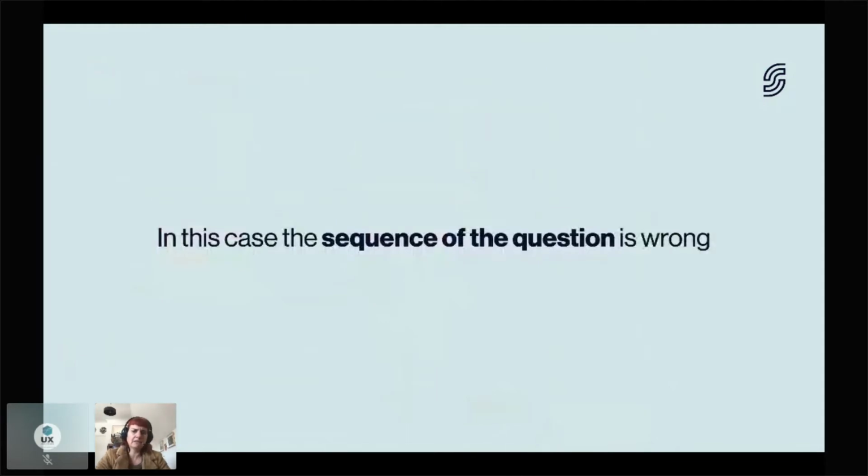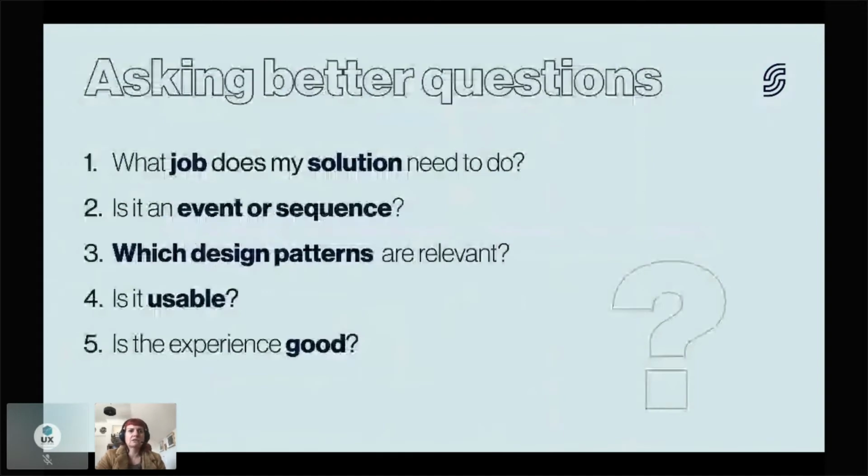So let's go back to the heuristic. Which user experience is better? In this case, I think that it's a really good heuristic. It's a good question, but maybe the sequence of the question is wrong. So maybe we can ask slightly better questions, which is, what job does my solution need to do? Is it an event or a sequence? So the skeleton load was an event.